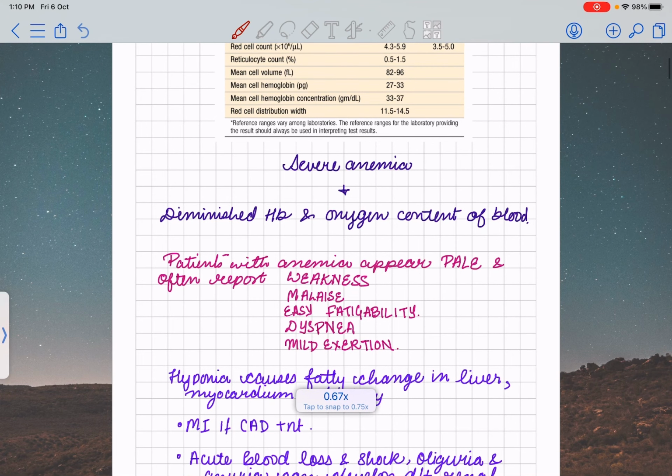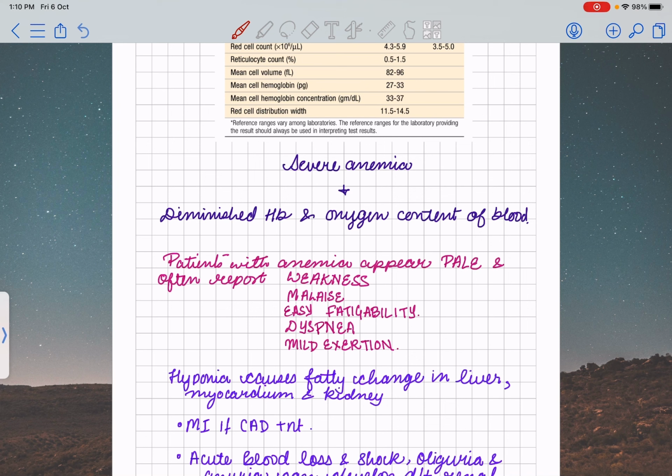Now, severe anemia leads to diminished hemoglobin and oxygen content of the blood. If someone has an extreme anemia, there will be reduced hemoglobin and oxygen content in the blood, obviously. What are the common clinical features of the patient that comes with anemia? They are pale and they often report weakness, malaise, easy fatigability. They get tired very easily.